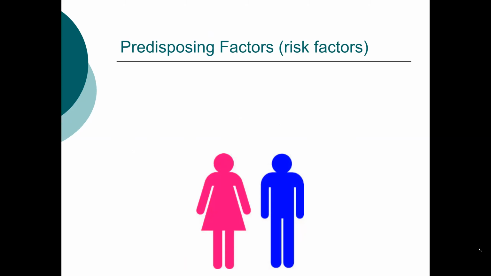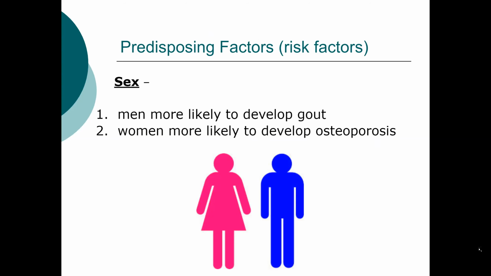Excuse me. Predisposing factors. Sex. Men are more likely to develop gout. Women are more likely to develop osteoporosis, which is the thinning of the bones and the bones becoming more brittle. Women are more than likely to develop breast cancer. Now listen to me. Men can also develop breast cancer. The reason behind this is because men also have breast tissue. Every man out there has breast tissue, and anywhere you have tissue, you can develop cancer. So men can develop cancer.